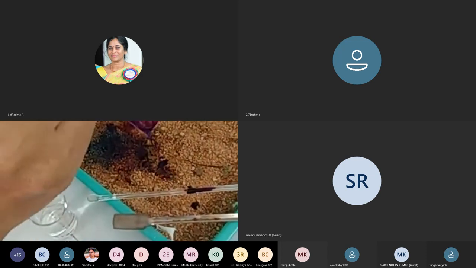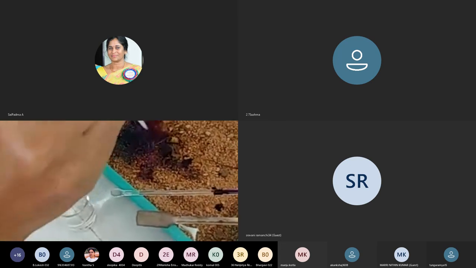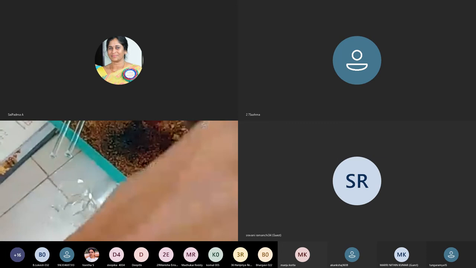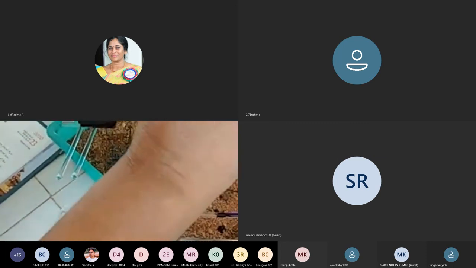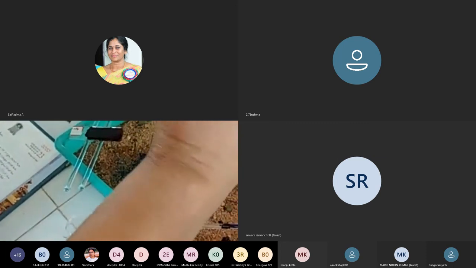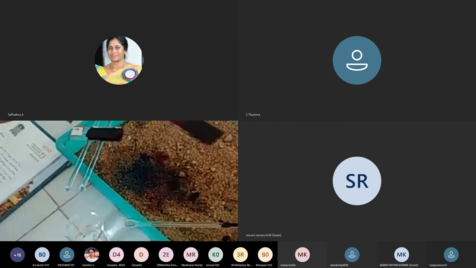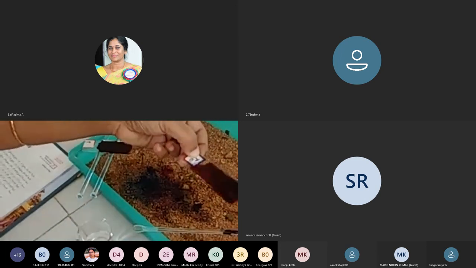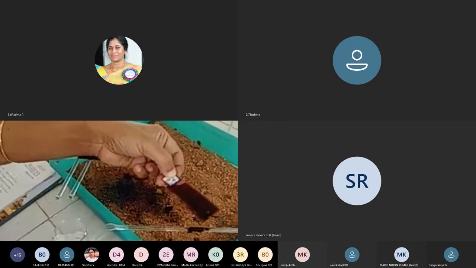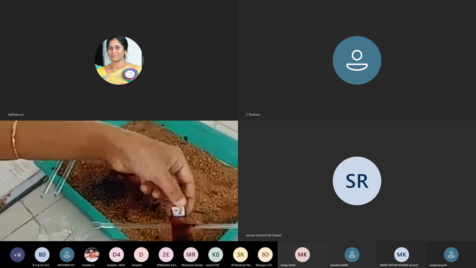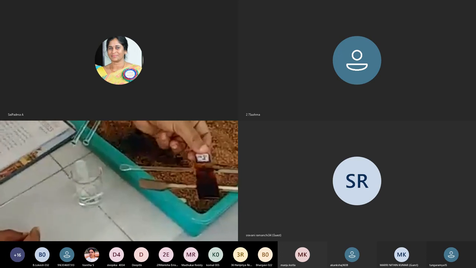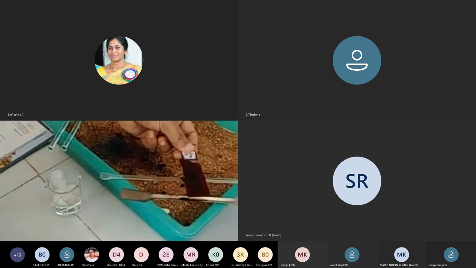Still some stain I'm finding, so I'm just washing it. Then we can add the Gram's iodine. Add a sufficient amount of Gram's iodine to the slide and see that it is spread evenly, then leave it for 1 or 2 minutes. Then we have to wash.